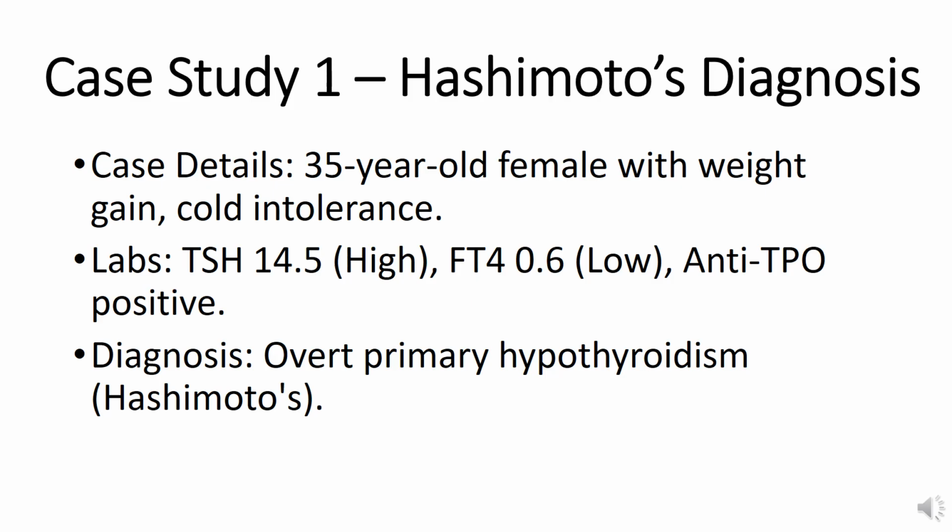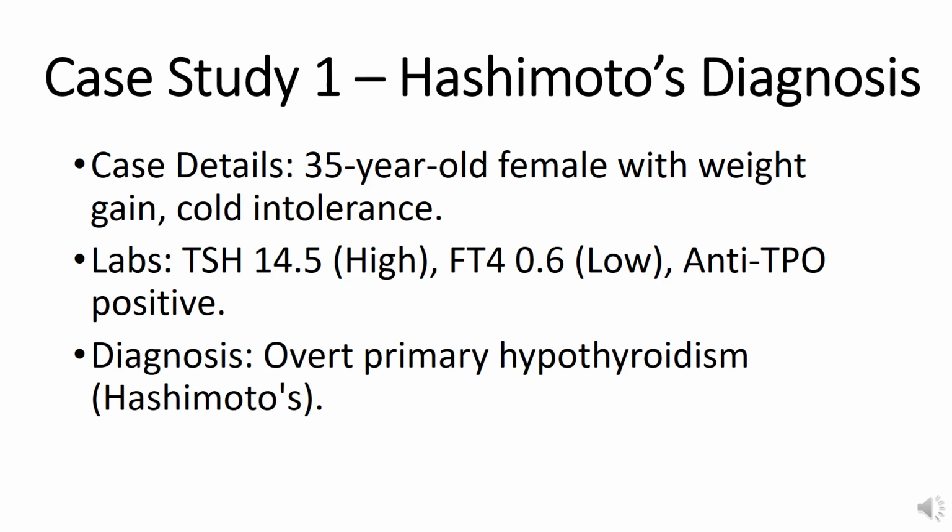But the evaluation does not stop there. Additional testing reveals positive antithyroid peroxidase antibodies. These antibodies are important because they provide evidence of an autoimmune process. In this condition, the immune system mistakenly attacks thyroid tissue, leading to chronic inflammation and gradual destruction of the gland. This autoimmune disorder is known as Hashimoto's thyroiditis.